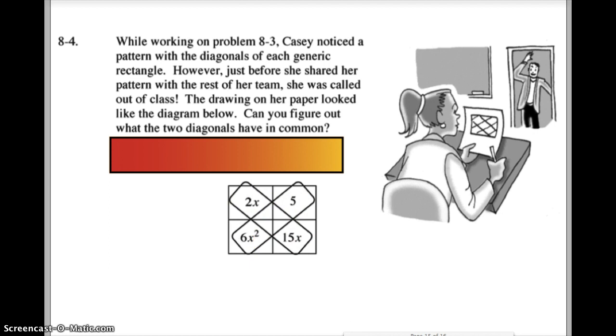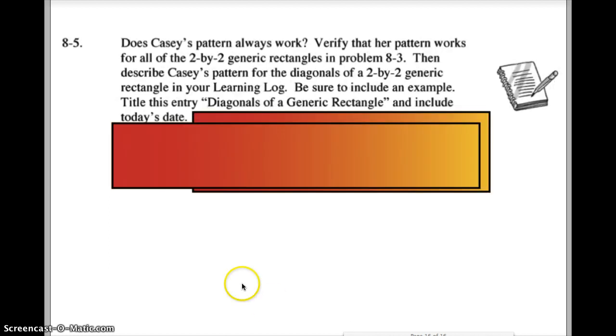Then number 5, does Casey's pattern work always? Verify that her pattern works for all 2x2 generic rectangles in problem 8.3. So you have to go back to problem 3 and see if Casey's pattern works for all those generic rectangles. It says, then describe Casey's pattern for the diagonals of a 2x2 generic rectangle in your learning log. Now, I'm not expecting you to write a learning log, but I do want you to answer problem 5 by describing the pattern that Casey found for the diagonals of a 2x2 rectangle.